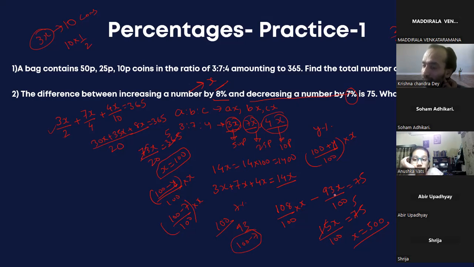Total price is what? I don't know. That is the number x. That's why I did 93x by 100. Then it is just calculation. Taking the LCM as 100, 108x minus 93x, it is 8 plus 7, 15x by 100. Okay, sir, I understood. Got it? Thank you, sir. Okay, cool.